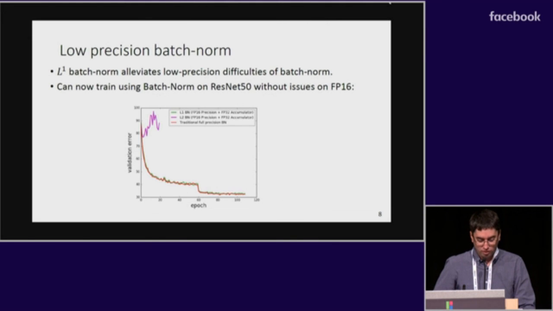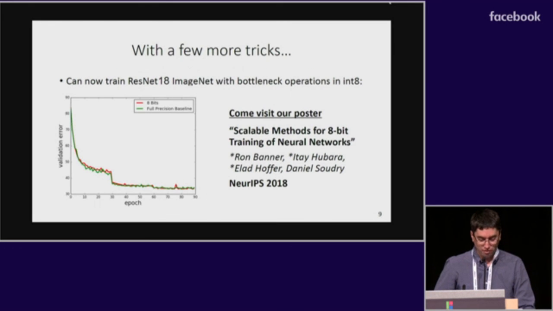Replacing L2 for L1 also allowed us to alleviate low precision difficulties of batch norm, and we were able for the first time to train ResNet 50 completely in half precision without any modifications. With a few more tricks, we were able to use these ideas in a follow-up work, also available at NeurIPS this year, allowing training models in 8-bit of precision. We invite you to check our work, Scalable Methods for 8-bit Training, for more details.